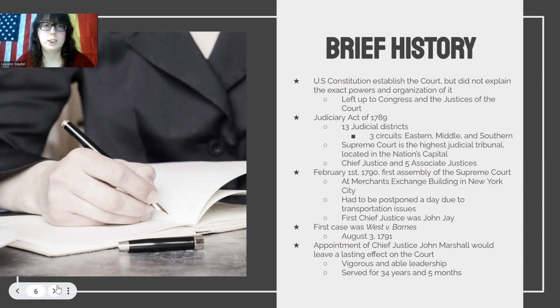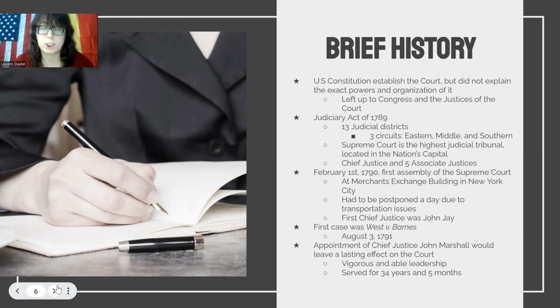There would be 1 Chief Justice and 5 Associate Justices. On February 1st, 1790, the first assembly of the Supreme Court happened at the Merchants Exchange Building in New York City. Ironically enough, it had to be postponed a day due to transportation issues that all the justices were facing.